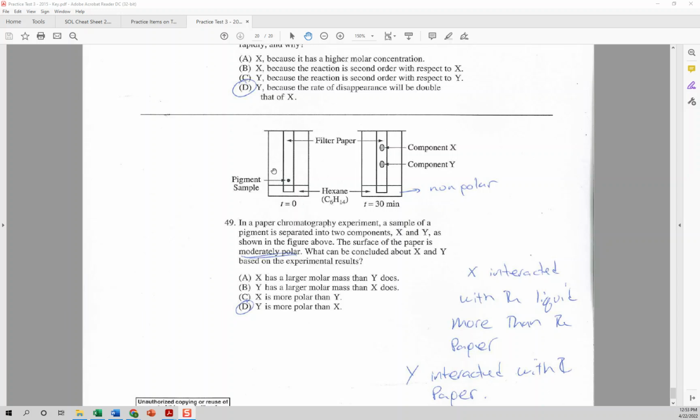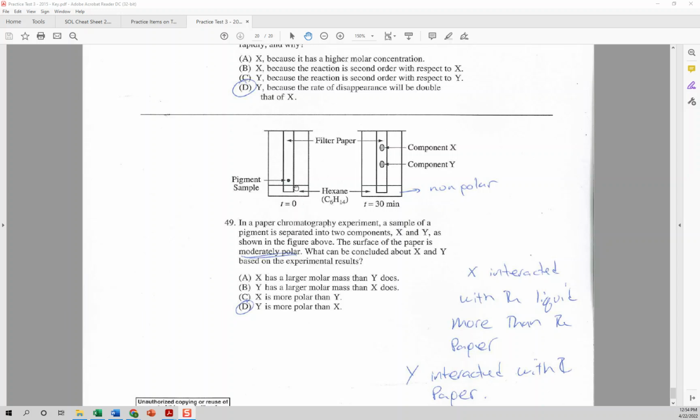So let's think about this. The paper's polar. So if something's polar, it's going to interact with the paper more than it interacts with the hexane. So it's not going to move as far, because it's attracted to the paper and it's not attracted to the hexane.